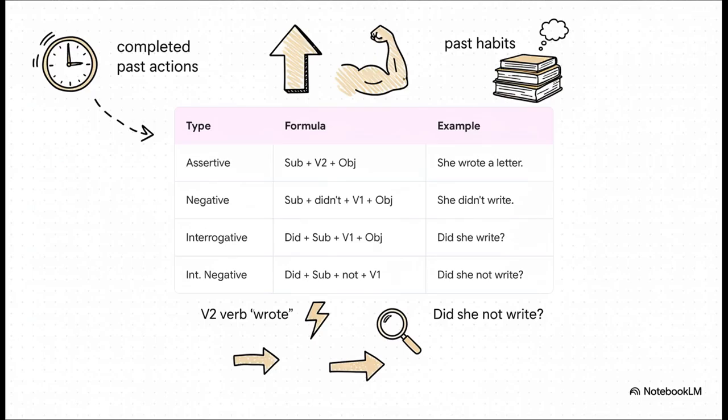But watch this really closely. Look what happens when we make it negative or ask a question. That past tense verb "wrote" mechanically shifts right back to the base verb "write" the second we introduce the helping verb "did." So it changes to, "She didn't write a letter," or "Did she write a letter?" It's a really subtle but super important rule.